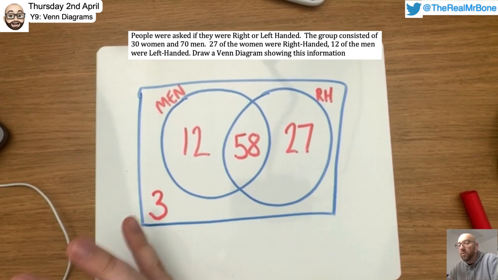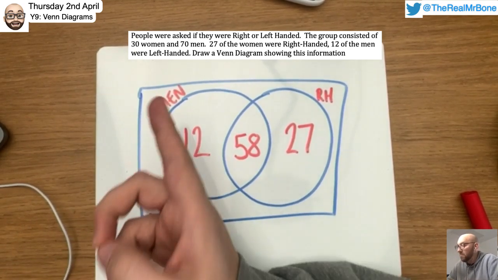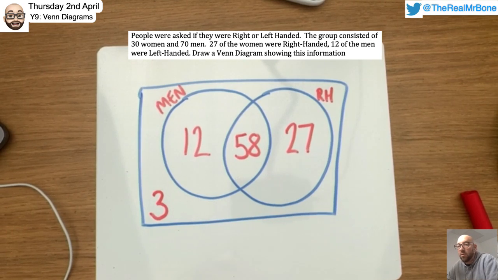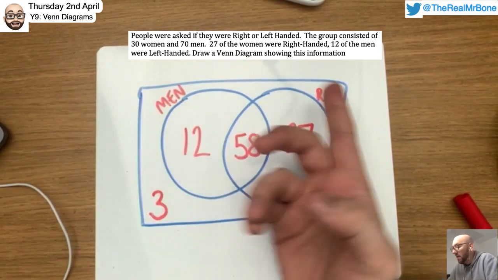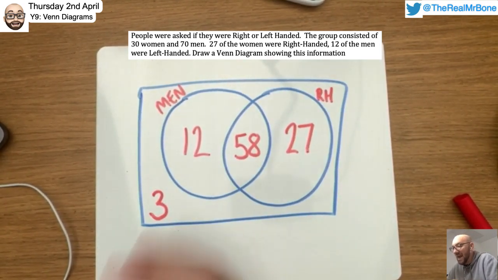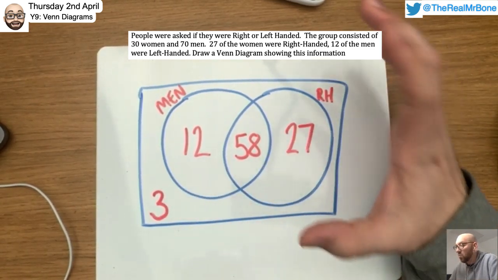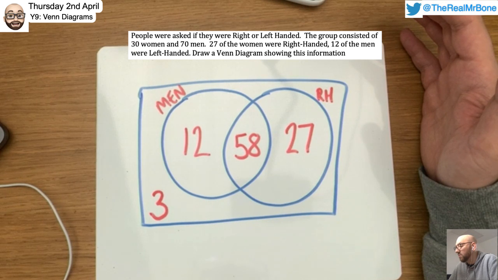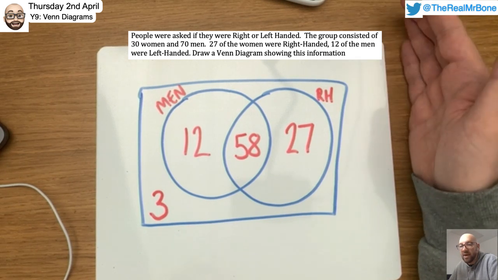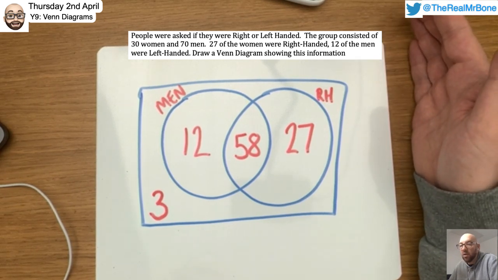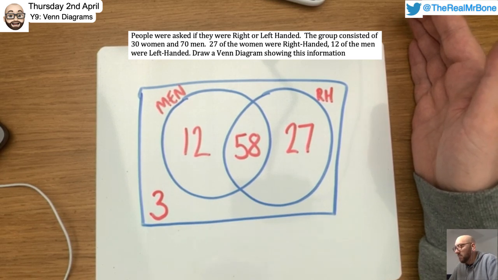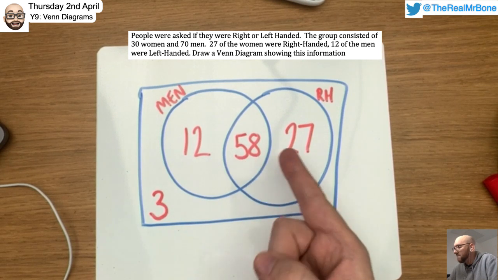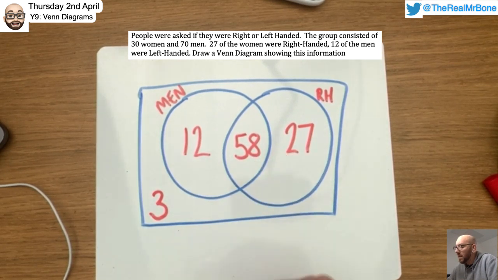Now, there are other ways of doing that. Okay, we picked men and right-handed people. We could have done something else. We could have had women and right-handed or women and left-handed. It could have been anything. Okay, this is just one of about 4 possible different Venn diagrams that you could have done. So if you get an answer and it doesn't necessarily look like the answer I've done, you've still got a good chance of getting it right. The numbers shouldn't really ever change. Okay, they just might be in a different position.